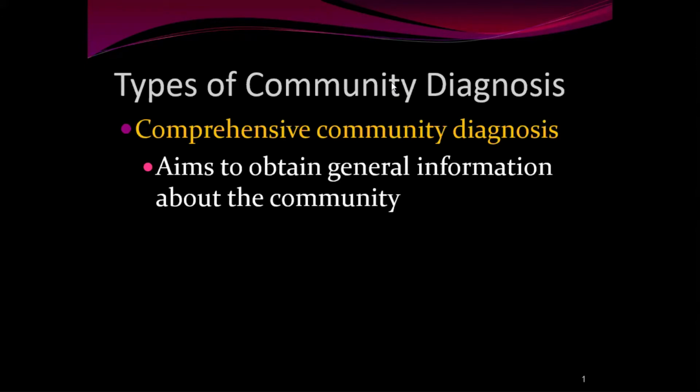There are two types of analysis we have to introduce in community analysis. Comprehensive community analysis aims to obtain general information about the community, which we can get from the comprehensive assessment. General information means all types of information. It may be environmental, demographic, educational, nutritional, it may be the political situation also. So all the general information which is needed for this community health.